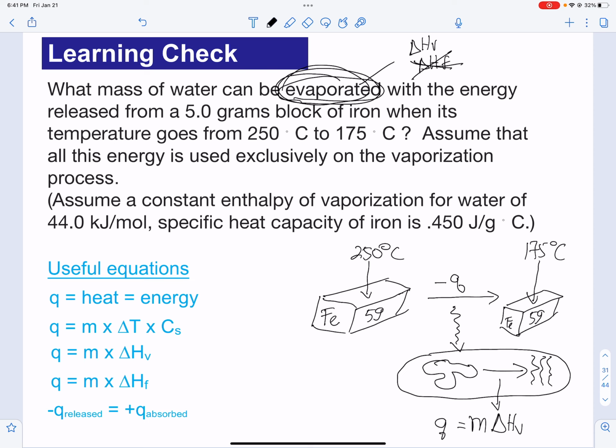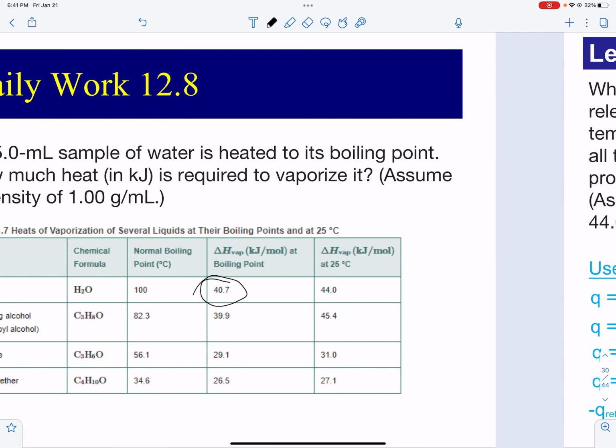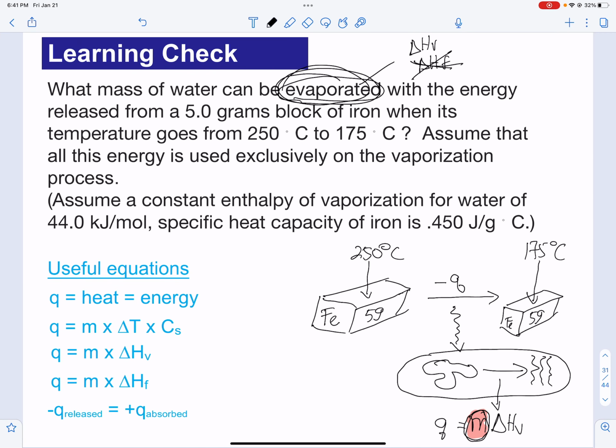It's asking to determine the mass of water. So that's what we're looking for. The mass. And we're talking about water. And it doesn't tell us anything about the state of the water. So let's assume that it's already 100 degrees. So I'm going to use this value for the water, kilojoules per mole. And it's asking for the mass of water.